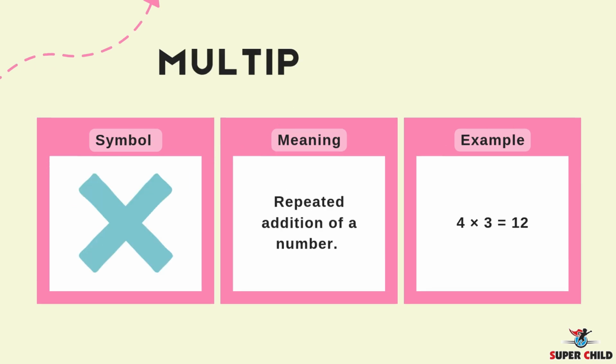Next we'll see is multiplication. So repeated addition of a number is called multiplication. For example, 4 into 3 is equal to 12. And the symbol of multiplication is this cross sign.